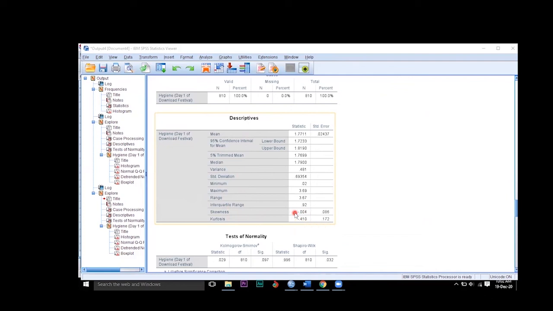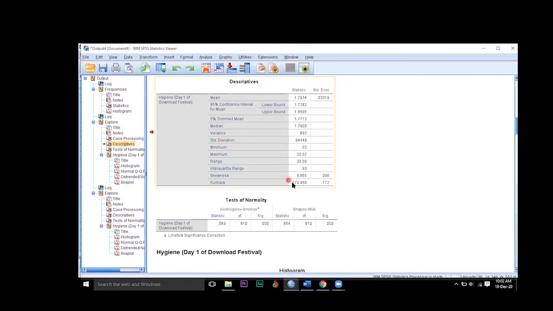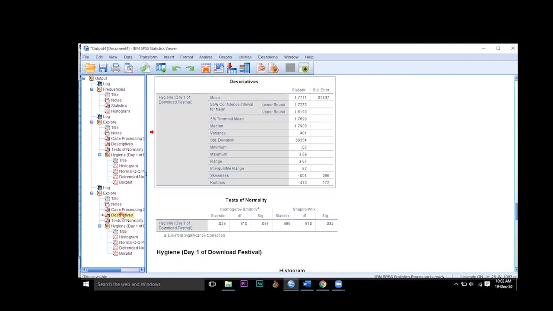So please remember rule of thumb number 2. If the skewness is between -1 and +1, then the data is normal. After removing the outlier, the value of skewness has been reduced. Before, in the descriptives, the skewness was 8.8, but after removing the outlier it has become -0.4. So after removing the outlier, the value has come down.